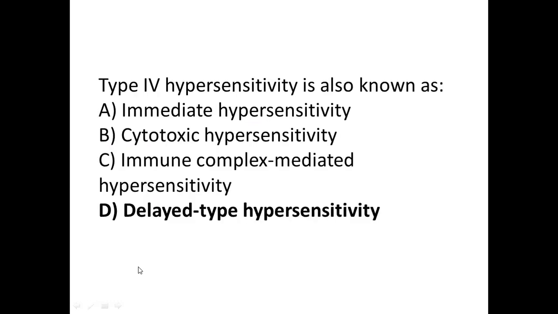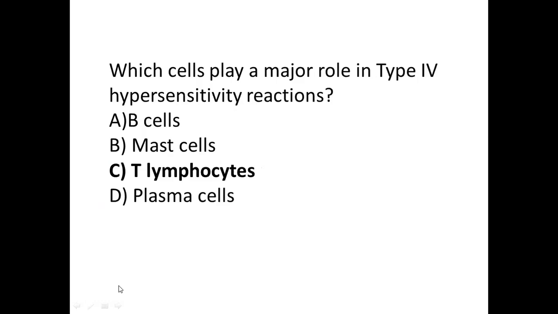Next question. Type 4 hypersensitivity is also called delayed type hypersensitivity or cell-mediated hypersensitivity. Two names: delayed and cell-mediated, it is type 4 hypersensitivity. Which cell plays a major role in type 4 hypersensitivity reactions? As I said, it is cell-mediated hypersensitivity, so it is mediated by the T cells. T helper cells and cytotoxic cells are all involved in type 4 or delayed type hypersensitivity.